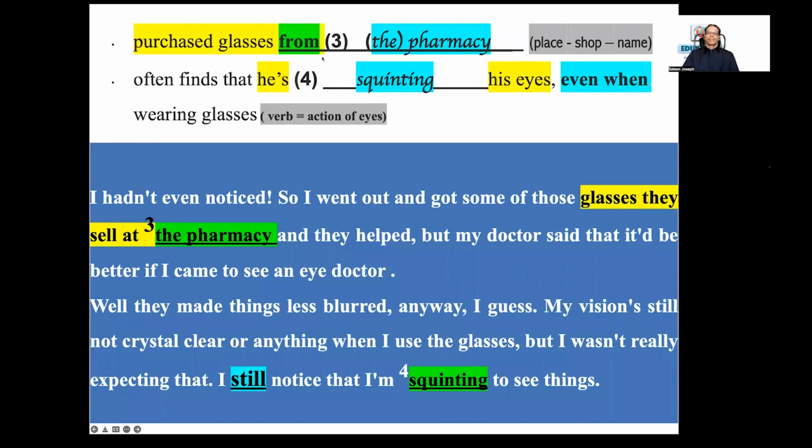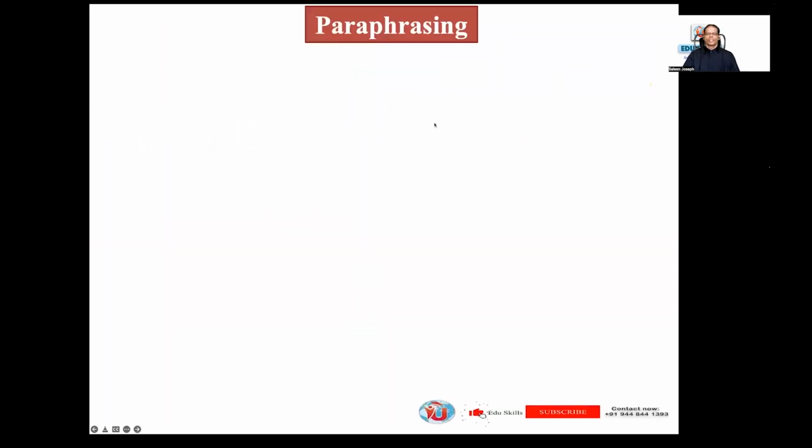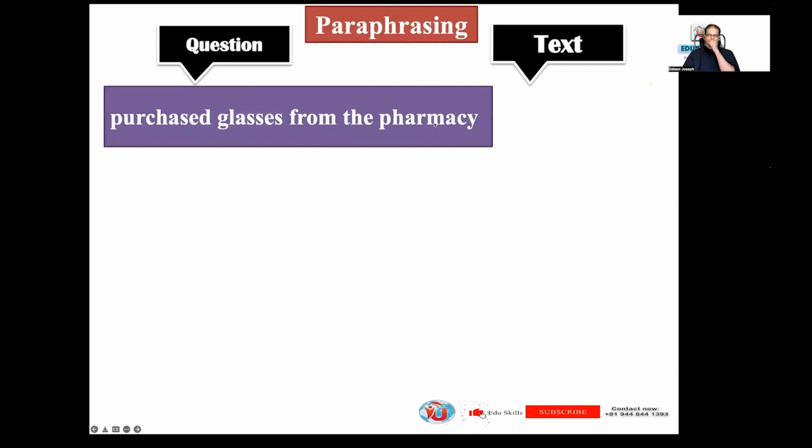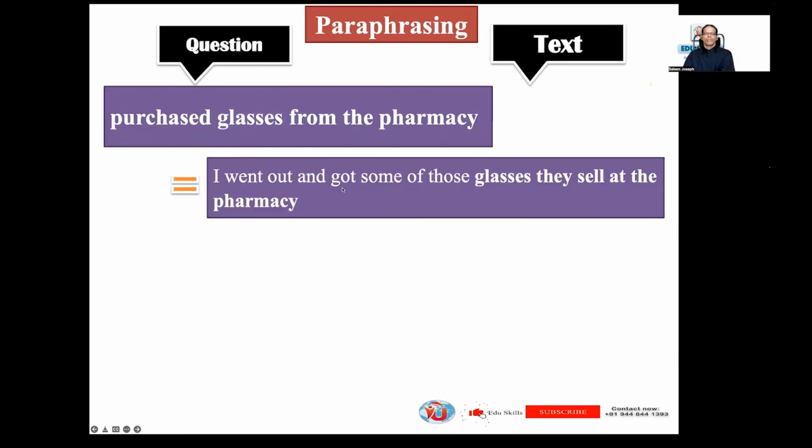See, purchase glasses from the pharmacy. You know, see, purchase the glasses, sell at the pharmacy. Even when, still, expressions being used, synonymous expressions. Now you see that part. The next question, purchase glasses from the pharmacy. I went out and got some of those glasses they sell at the pharmacy.